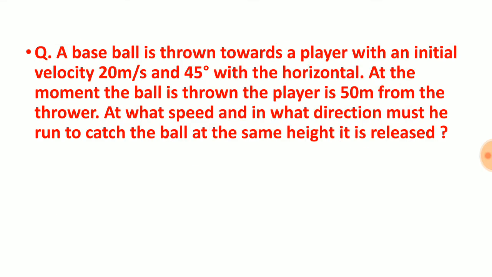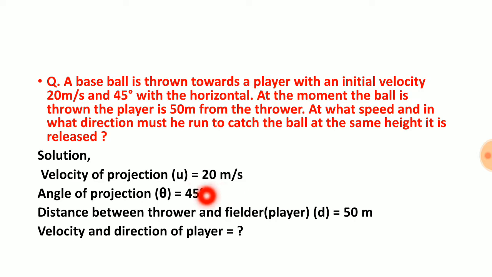Now let us see the solution part. Velocity of projection is 20 meter per second. Angle of projection is 45 degrees. Distance between the thrower and the fielder is 50 meter. Now we need to find the velocity and direction of the player.